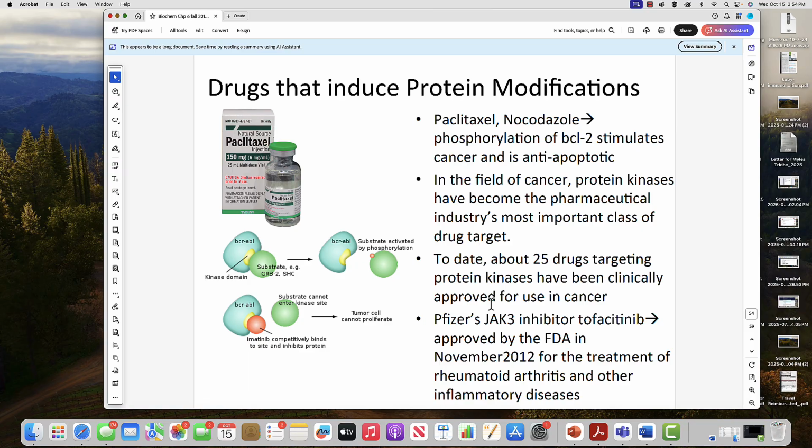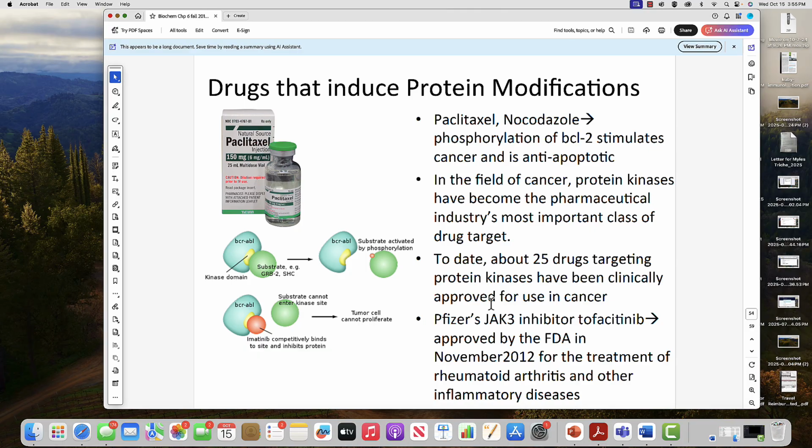For example, paclitaxel, nocodazole, those are two very popular drugs that are used in cancer, and they work by adding a phosphate group to BCL2, and it stimulates cancer and is anti-apoptotic. So oftentimes in the field of cancer, you have a lot of drugs that are protein kinases, and they have become a very important drug target in the pharmaceutical industry. Currently, there are about 25 drugs that target protein kinases, and they've been approved clinically for use in cancer treatment.